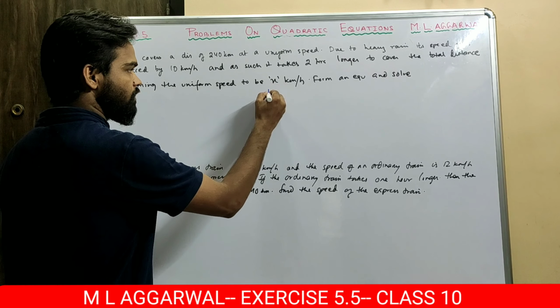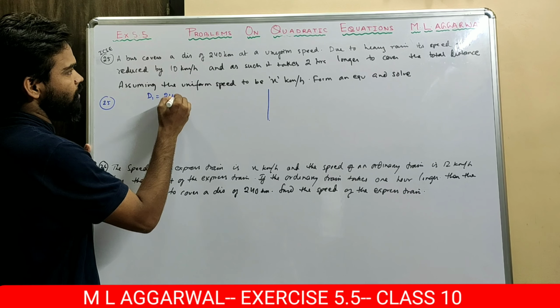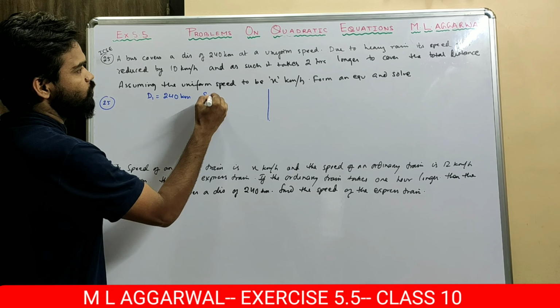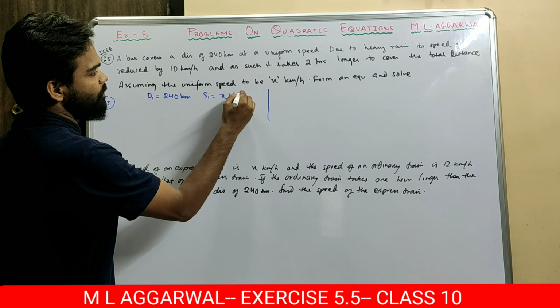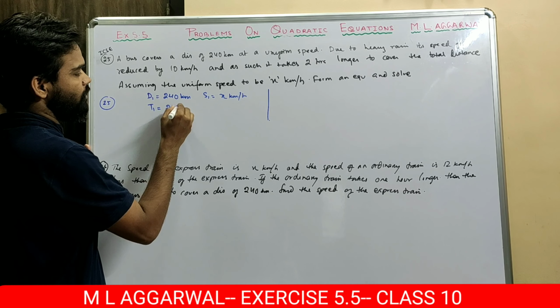There are two cases again. See, D1 is 240 km. Your S1 was what? x km per hour. So your time taken will be 240 by x.